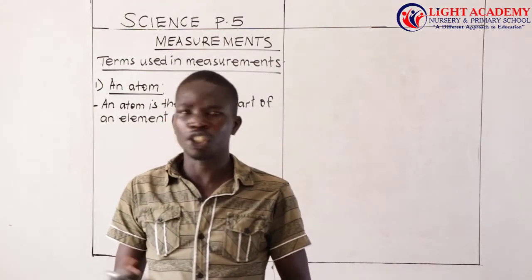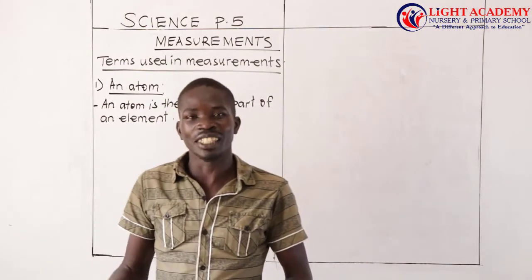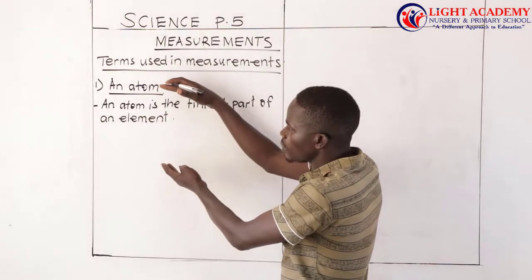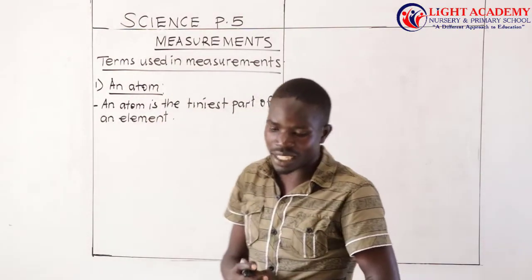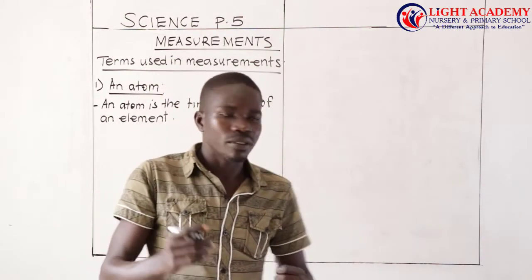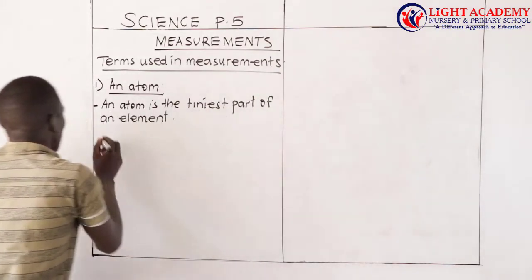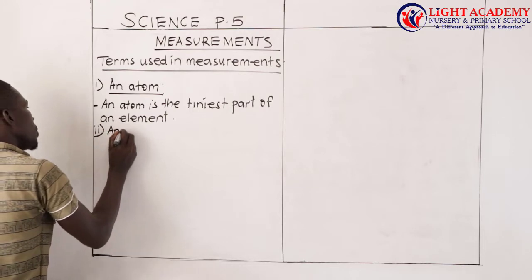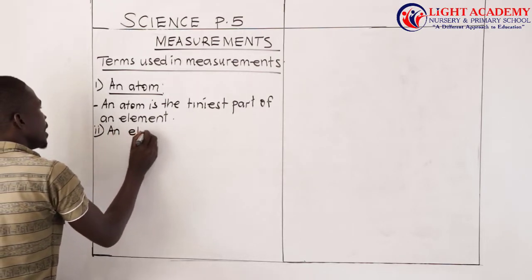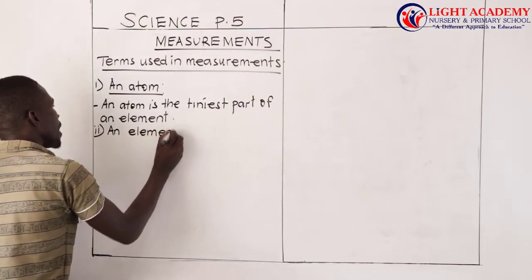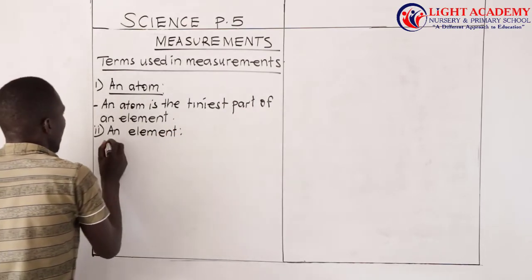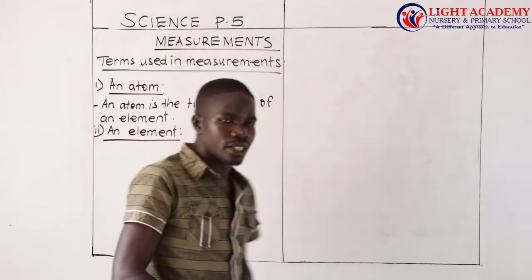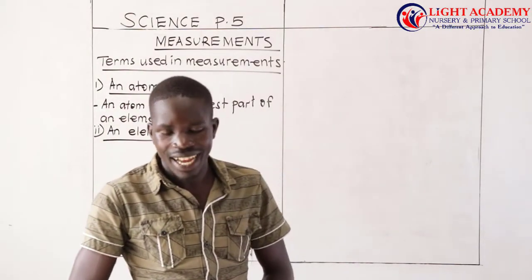We shall not only end on this one. After knowing what an atom is, let us know what an element is. We have said we are going term by term. We have looked at term 1 as an atom. Let us look at term 2 as an element. All of these become part of measurements. Then we know what an element is.